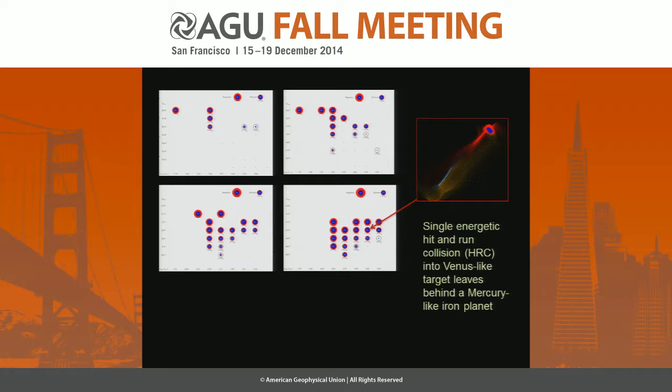where you have a lot of objects. You lose about half their mantles. It's easier to remove half the mantle than to remove 70% of the mantle, which was required for Mercury. So you could have multiple hit-and-run collisions or a single hit-and-run collision. These are ways to make Mercury.